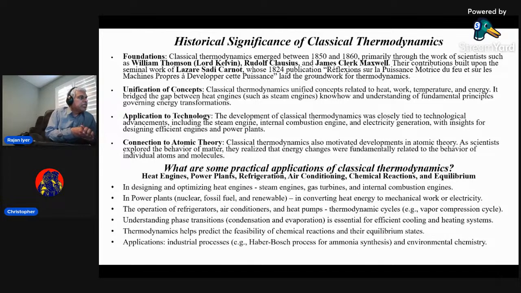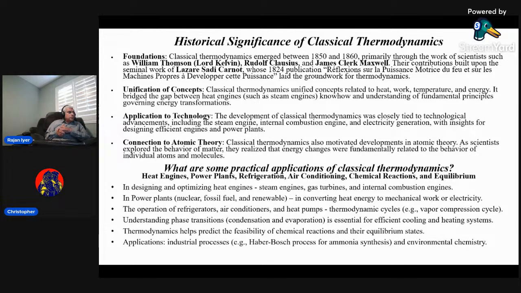The operation of refrigerators, air conditioners, and heat pumps all follow the vapor compression cycle. For example, we use freons inside a refrigerator that go through the vapor compression cycle, and that keeps it going. And so we can use the refrigerator, which was quite important. Even now, every household has that. Then understanding phase transitions, condensation, vapor, and evaporation is essential for cooling and heating systems. So they go through these cycles of phase transitions.